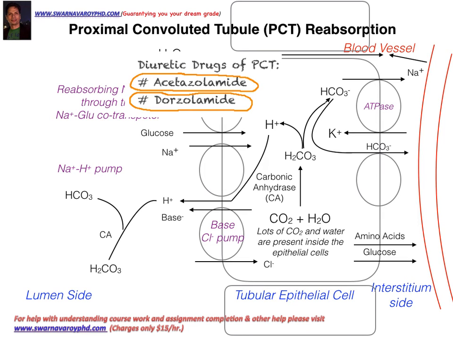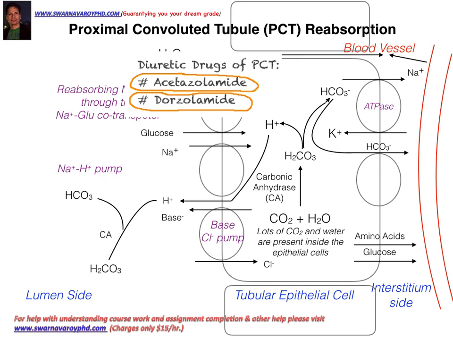Now, we can talk about the diuretic drugs. Why are diuretic drugs prescribed to patients? Patients having hypertension are given diuretic drugs, and these are the zolamide classes. So we have the acetazolamide and the dorzolamide diuretic drugs.